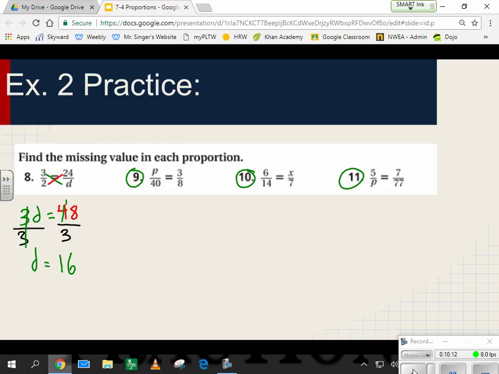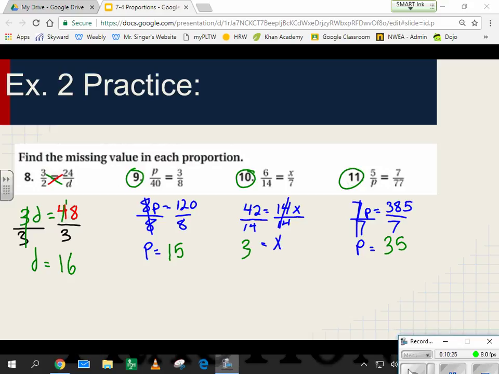You should be creating a proportion, or an equation, sorry, like 3d equals 48, dividing them both by that coefficient, and then solving. Good luck. These are the answers I hope you got. You can see my work. I created my equation for each one of them by cross-multiplying, and then I just divided by the coefficient to both sides to get the variable alone. 15, 3, and 35. If you got all 3 of those right, come give me a high five.